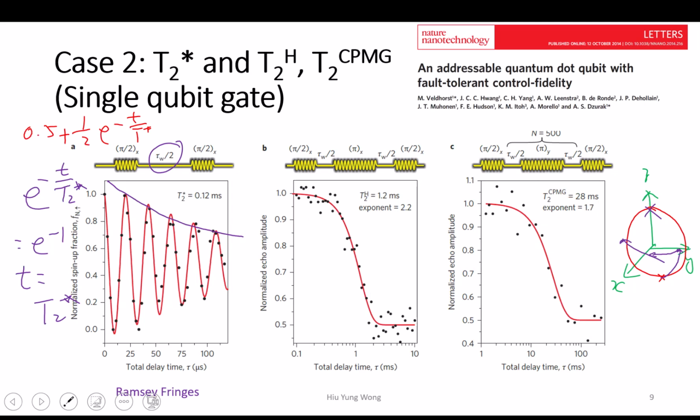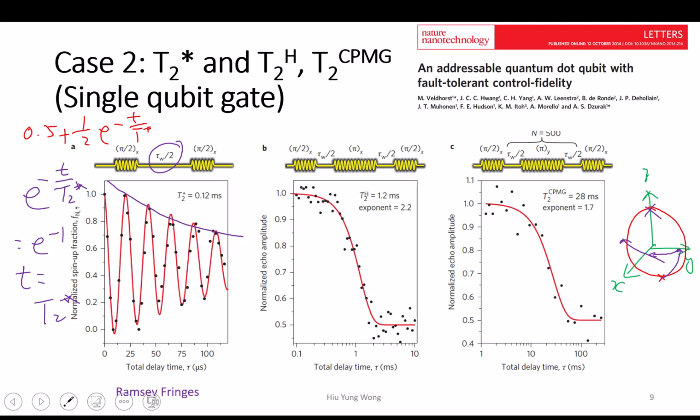For what they have, only this one is useful. This is what they have. But in principle, if they can get rid of those that they can cancel, then they will have a much longer time. Because this one can be due to, for example, the non-uniformity of the magnetic field. Non-uniformity of magnetic field can also cause a short T2 time.